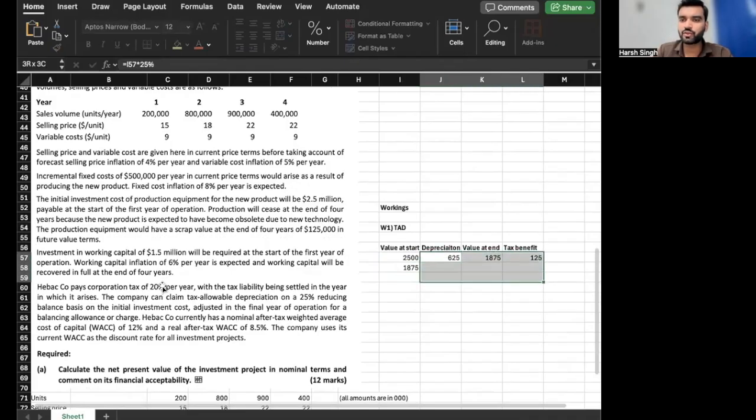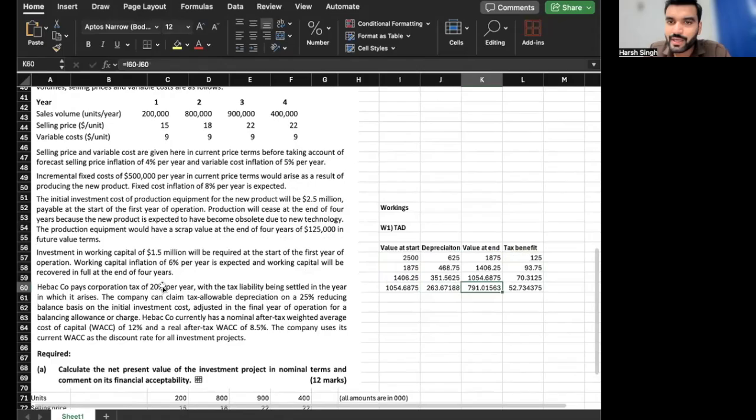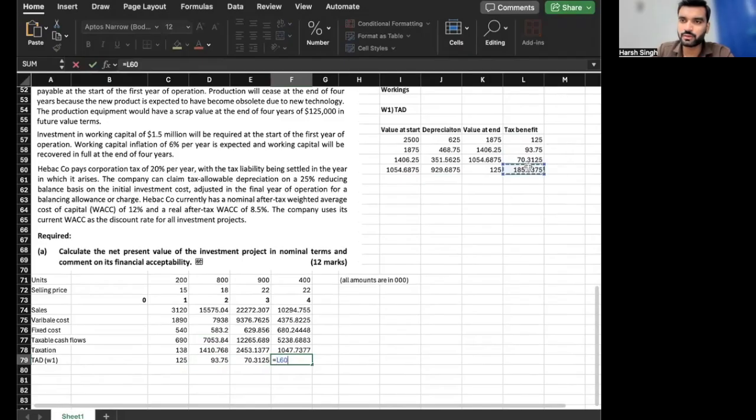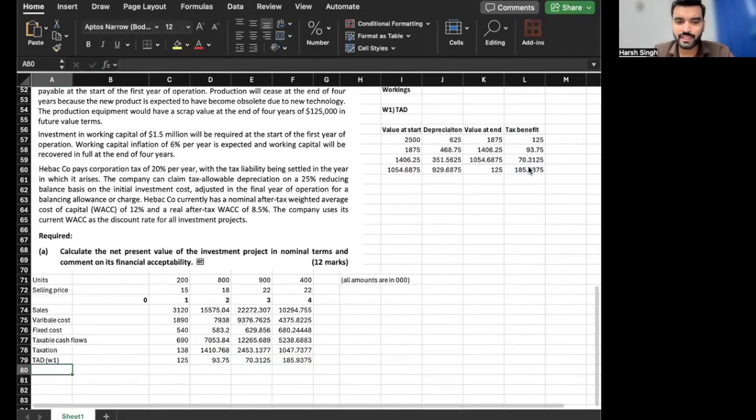Okay. Similarly, what is the value at end? This value, and can we just drop it to year 4? Drop this till year 4. Value at end of year 4 will be 125. So the depreciation amount will be this amount minus this amount. This will be the final depreciation that we have to consider, everyone, right? So the depreciation benefits are going to be equal to this value, this value, this value, and this value.